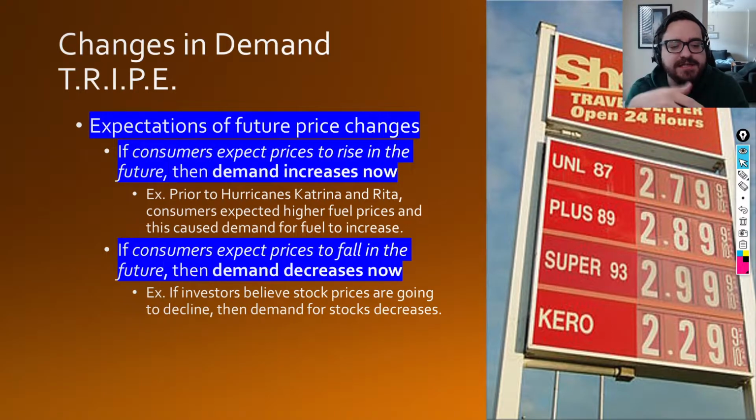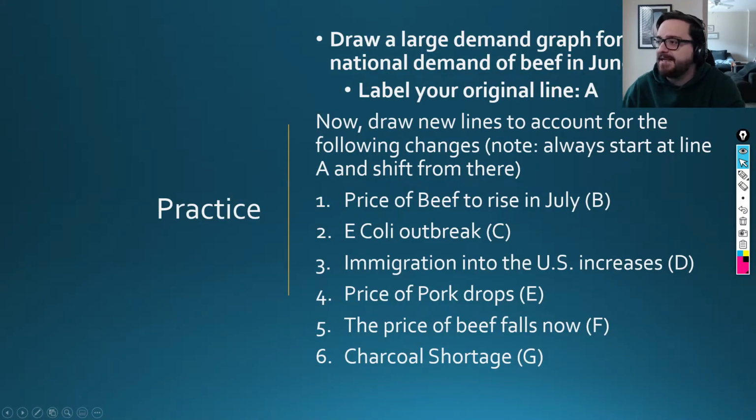So your demand decreases when you think the price is going to go down in the future. It also works for the stock market, obviously. So those are our demand shifters. So let's practice the idea of shifting demand.